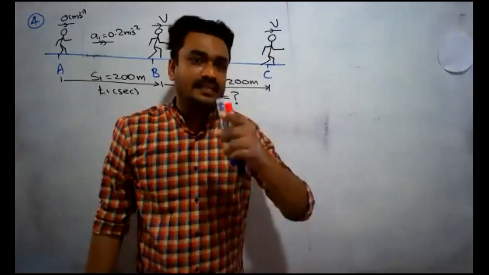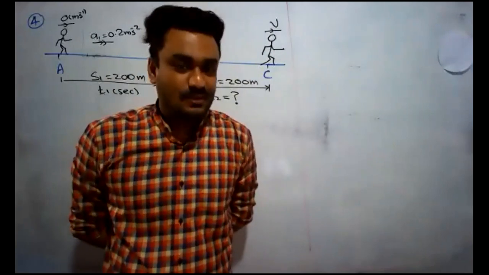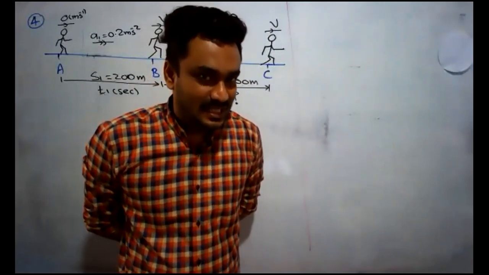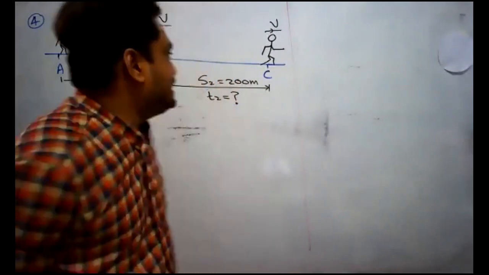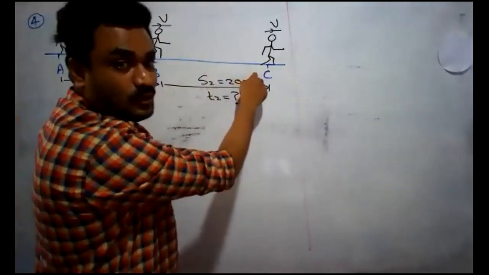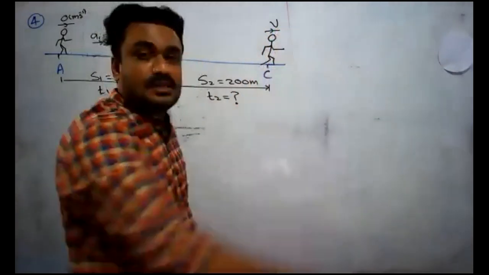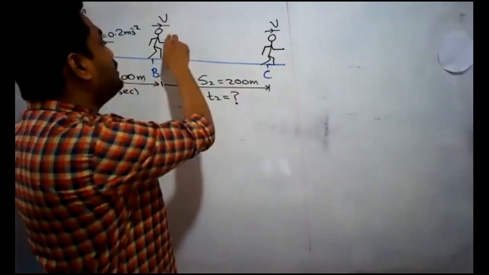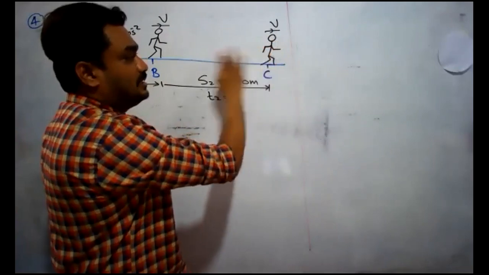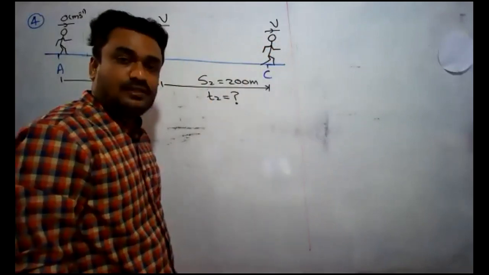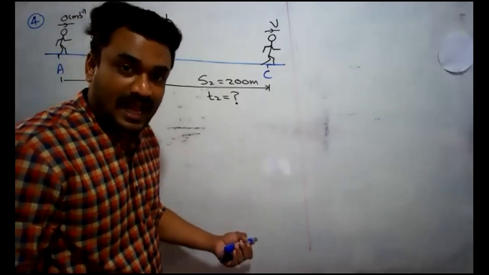Because acceleration is the rate of change of velocity. Yes, you are correct. Very good. Acceleration is the rate of change of velocity. Is there any change of velocity from B to C? No. If the velocity at B is 10 meter per second, velocity at C is also 10 meter per second. So B to C, no change in velocity. No change in velocity means no acceleration.